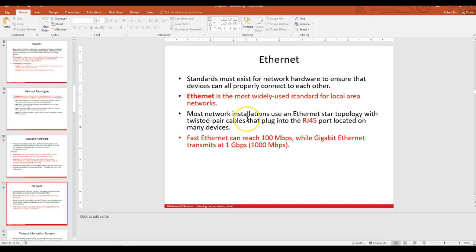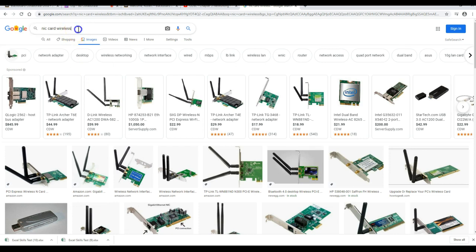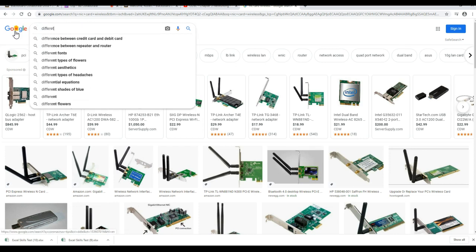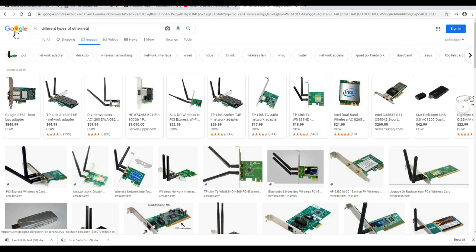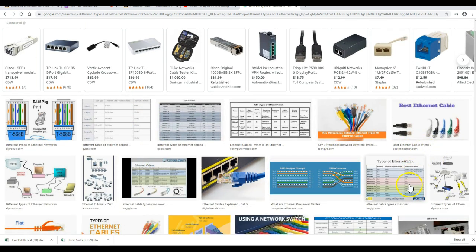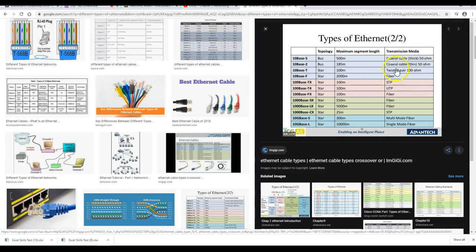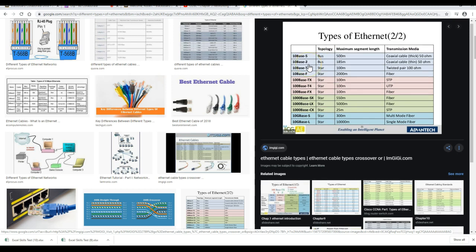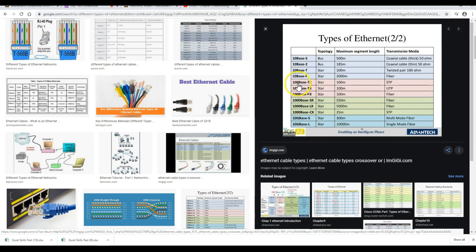Ethernet is the standard that must exist for the network hardware to ensure devices can properly connect to each other. Let me show you the different types of Ethernet. We have different types of Ethernet. You have 100 base, 1000 base, and 10 base. I don't think we use this. This is used mostly for coax cable.